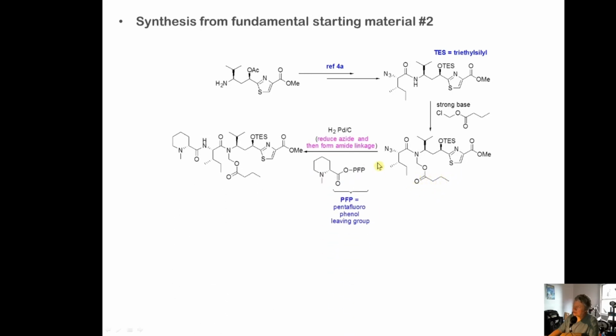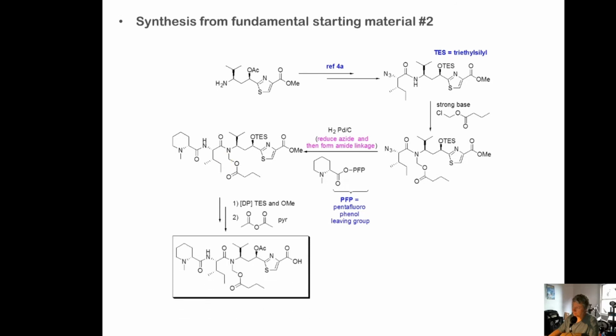And then they're ready for their pretty crazy H2 palladium reaction, which reduces the azide, and then they have it in the presence of another of these pentafluorophenol leaving groups. So this thing is ready and activated for attack. It's an electrophile, so it's ready to be attacked. H2 palladium turns this into a nucleophile, makes NH2, and then the NH2 attacks here, kicks off the leaving group, and then they get this. So that's how they built that molecule.